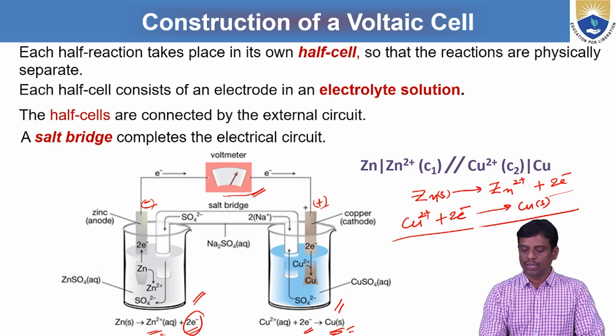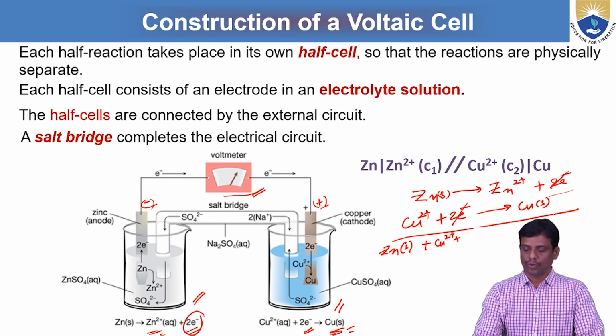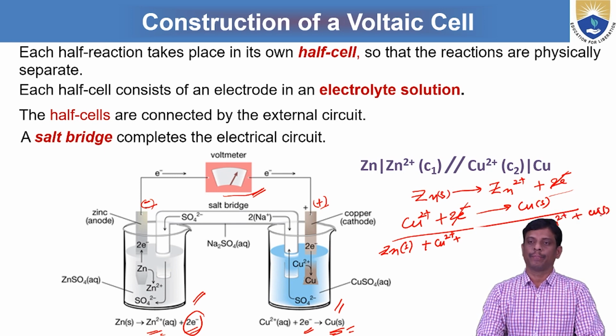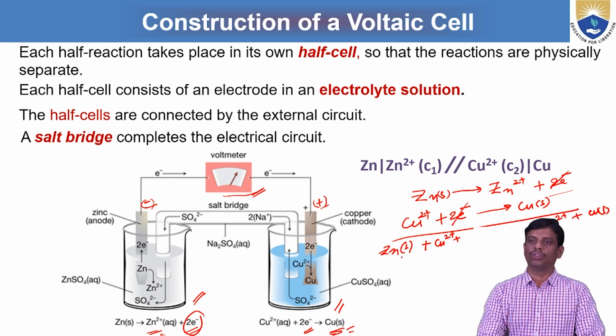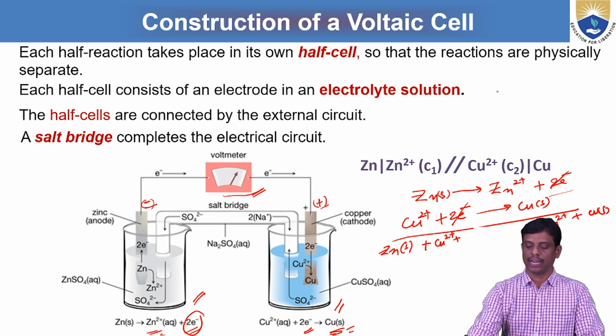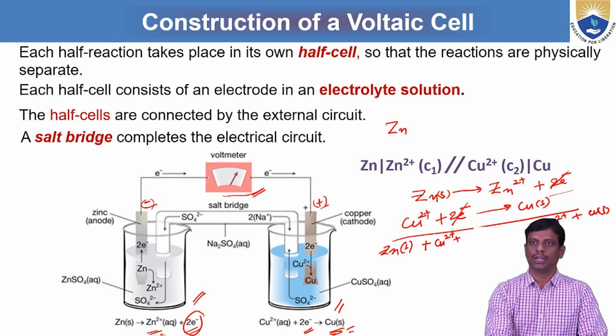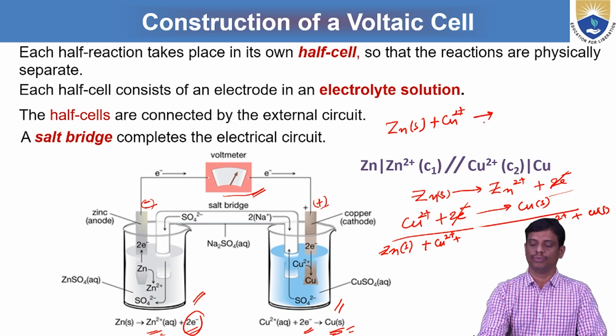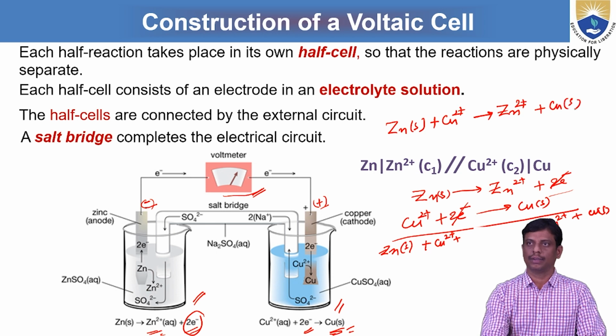And we know the overall reaction: zinc solid plus copper 2 plus ions gives zinc 2 plus and copper solid. Zinc is involved in the oxidation and copper is involved in the reduction. So this is the overall reaction: zinc solid plus copper 2 plus gives us zinc 2 plus plus copper solid.